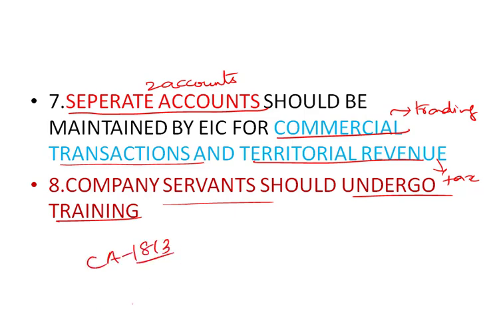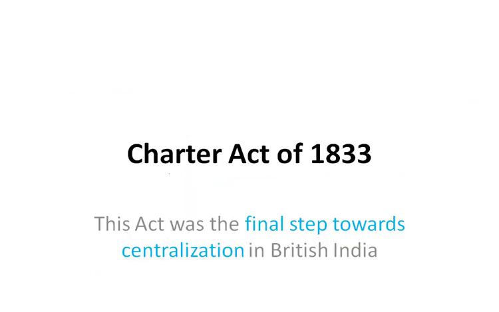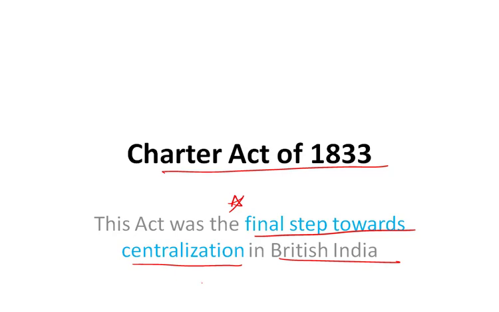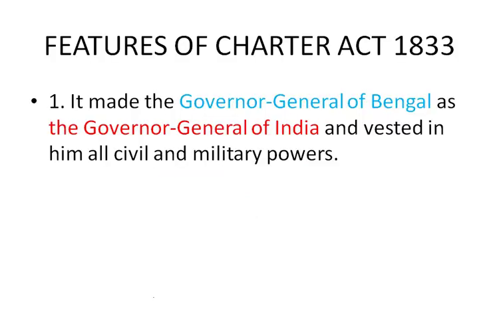Then we will deal with the Charter Act of 1833. This Act was the final step towards centralization in British India. So this is the final step. The first step was started during the Regulating Act of 1773, and this Act is the final step towards centralization in India. So what are the features of this Charter Act of 1833?